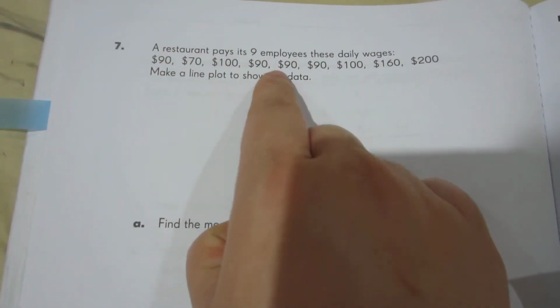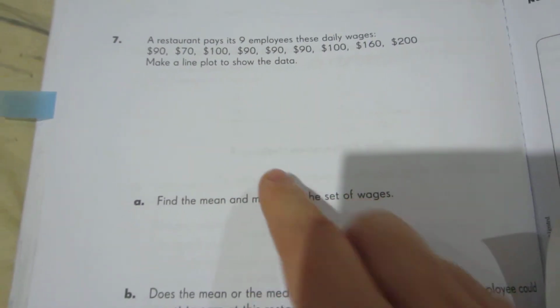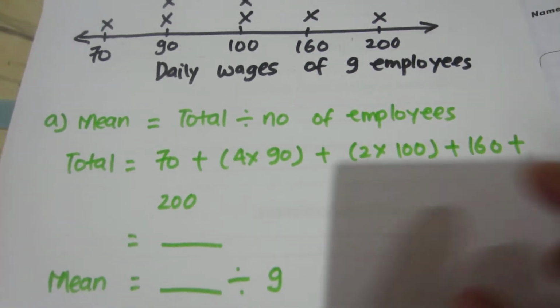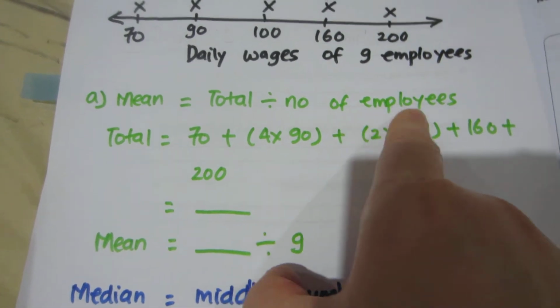So you check it in here. There are 90 and then 90 and 90 again and 90 again. After you make the line plot, which is going to be like this, you are going to answer the A. What is the mean? Mean is the total divided by the number of employees.